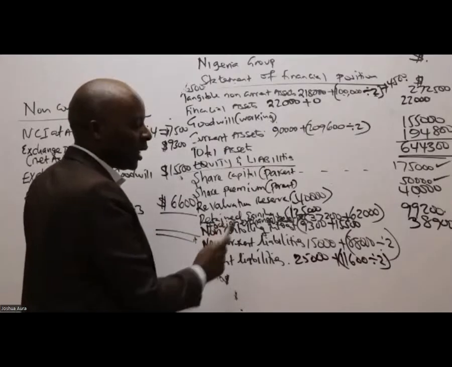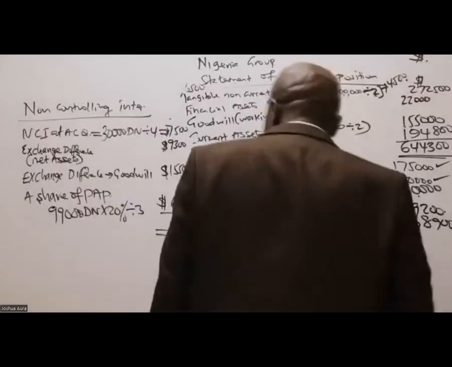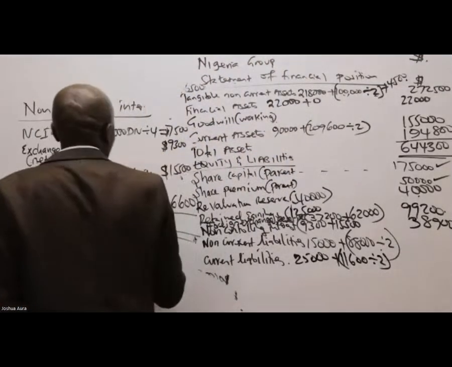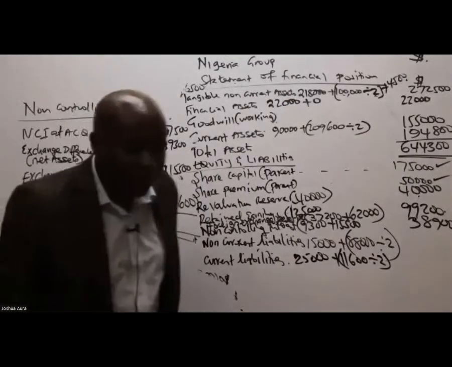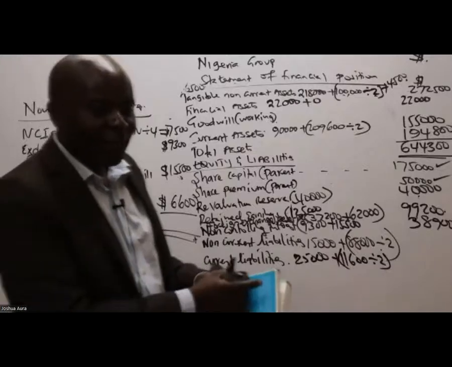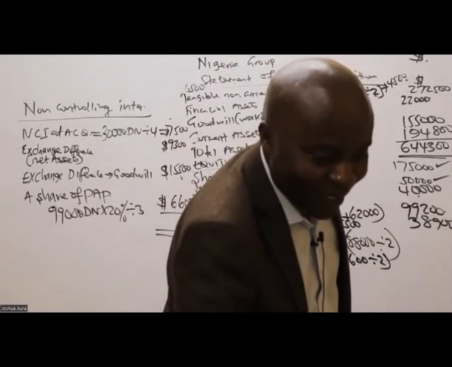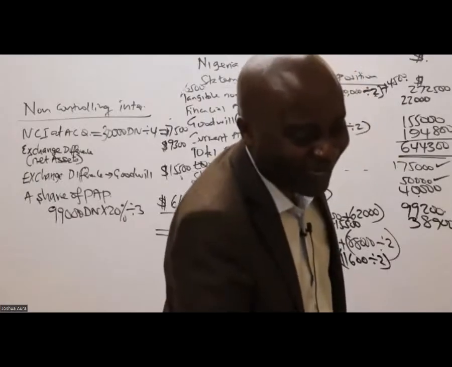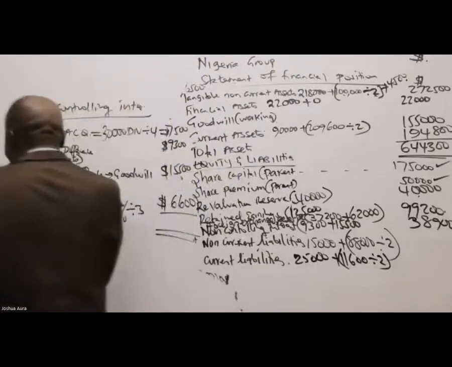Retained earnings, group retained earnings. What do we have there? So can I wrap this? Let me see. Yeah, thank you very much.